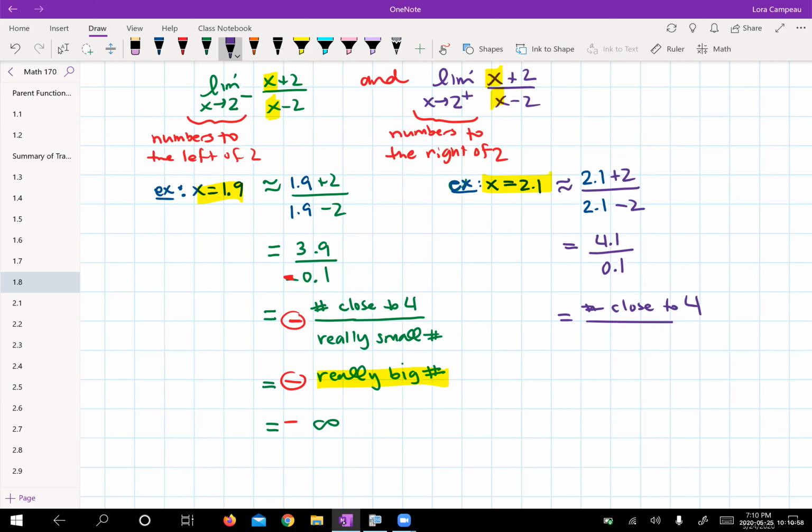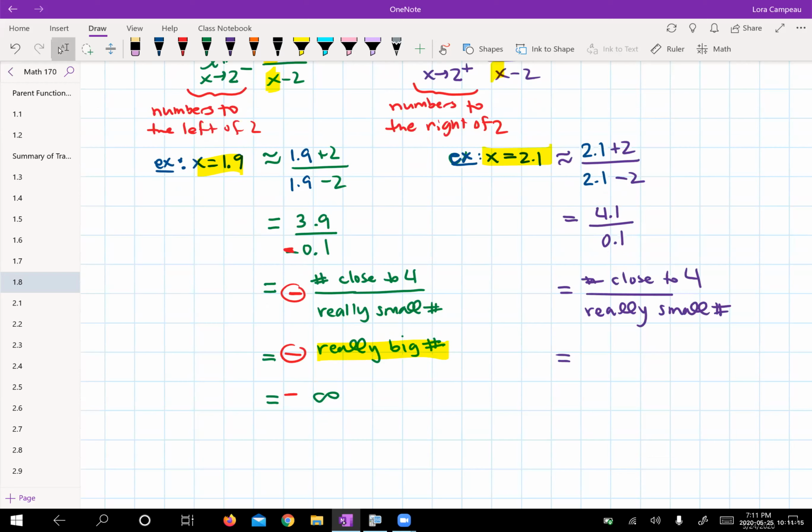And 0.1, if you compare it to 4.1, we can say it's relatively small. So we say really small number. Now, when we play around with divisions, if you have 4 divided by a really, really small number, you're going to get a really big number back. And if we really use those words, really big, I know that's not so formal in calculus, but intuitively, a really big number for us would be positive infinity.